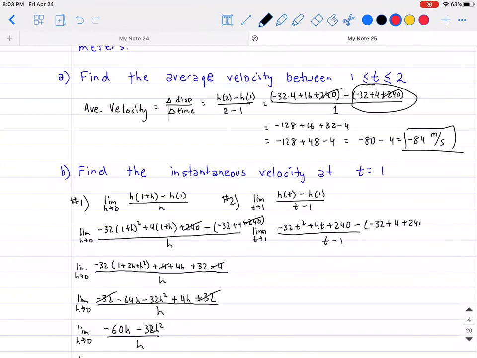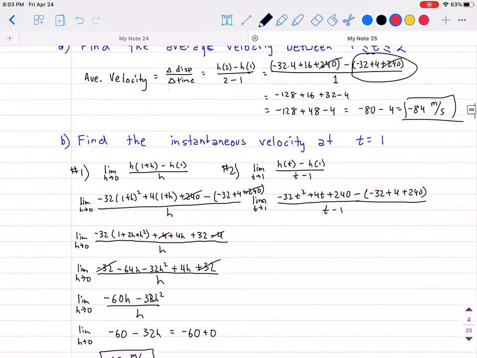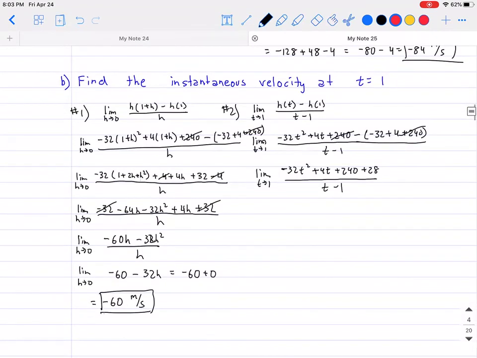Let's see. So h of 1, again, it's supposed to be this thing right here, negative 32 plus 4 and then plus 240, okay? So let's see here. Limit as t approaches 1, negative 32t squared plus 4t and then plus 240. And then this is going to be the 240, and the 240 cancels out again. So that gives you negative 28 and then it will be plus 28. And then it's going to be, let's see, all divided by t minus 1.